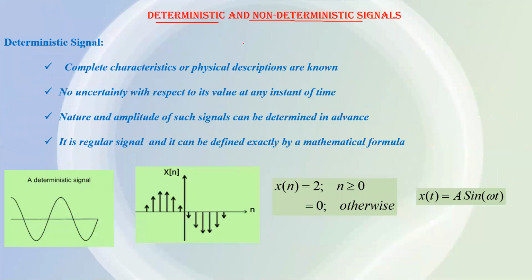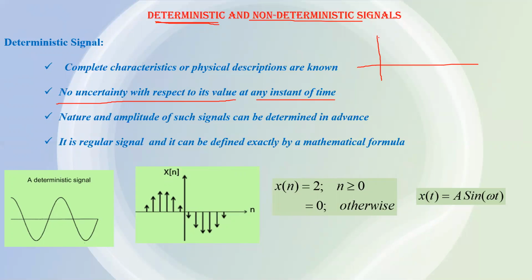Now, what is deterministic signal? First, you must remember deterministic signal can be a continuous time or it can be a discrete time. The deterministic mean the signal which characteristics, which descriptions, which nature can be completely known to you. You can predict its nature, its characteristics at any instant of time. Means no uncertainty with respect to its value at any instant of time.